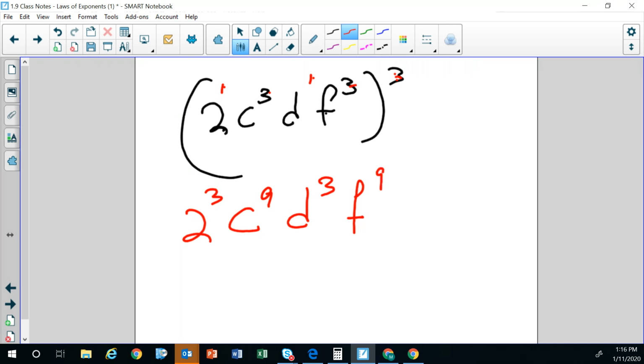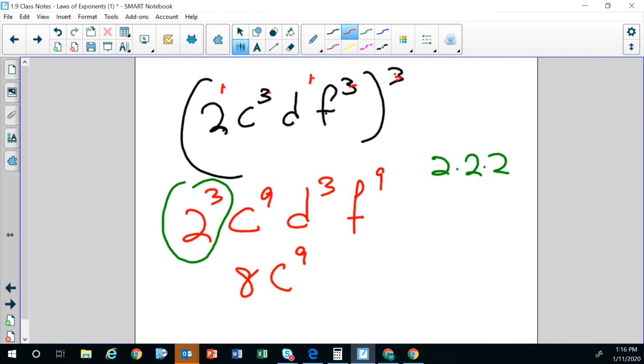All right? Now, 2 cubed can be simplified further. 2 cubed can be written as 2 times 2 times 2, which is 8. So that will give me 8 times C to the power of 9, D cubed times F to the power of 9. Okay? Now let's look at a more difficult one.